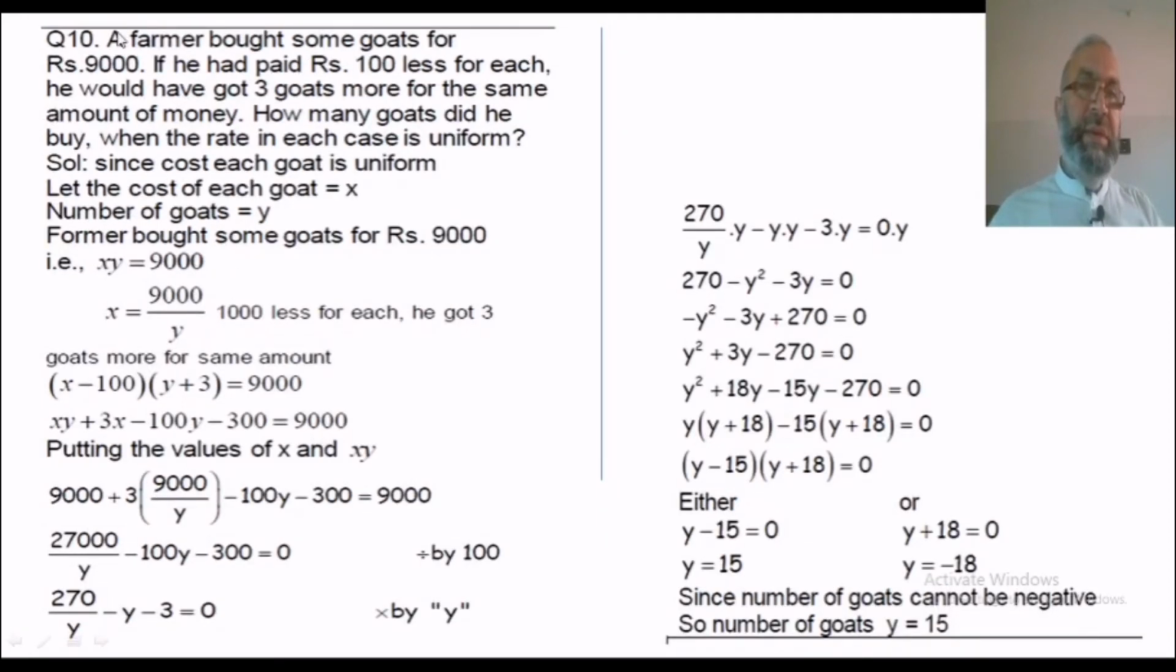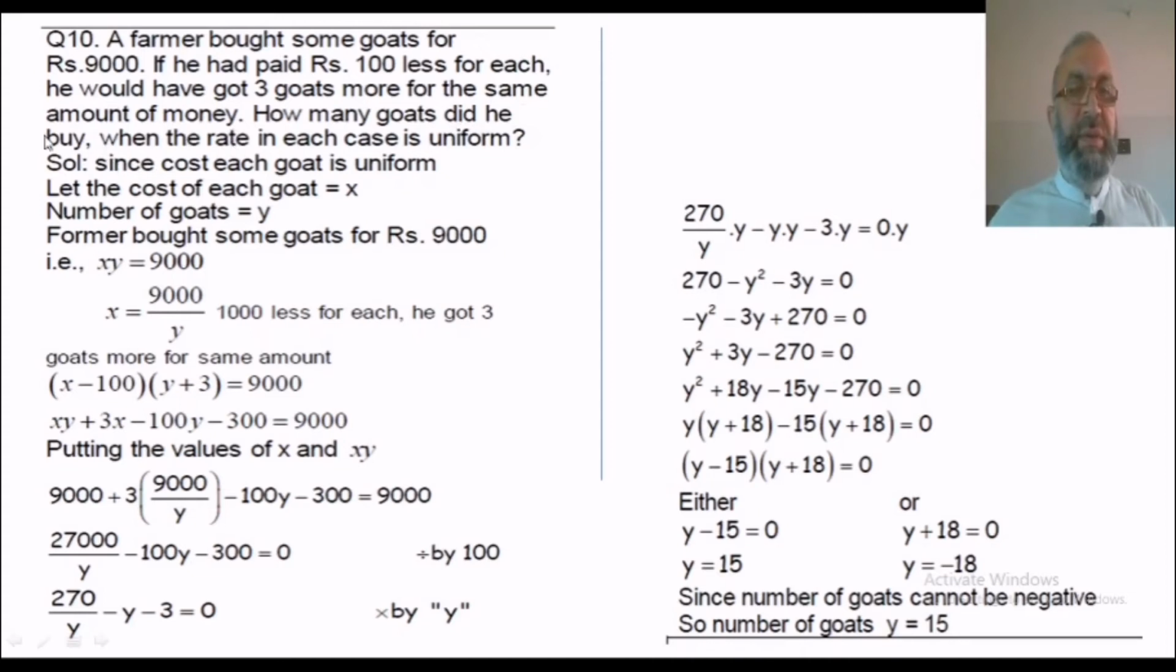The last question is this exercise 10. Question 10. A farmer bought some goods for rupees 9,000. If he had paid rupees 100 less for each, he would have got 3 goats more for the same amount of money. How many goats did he buy?